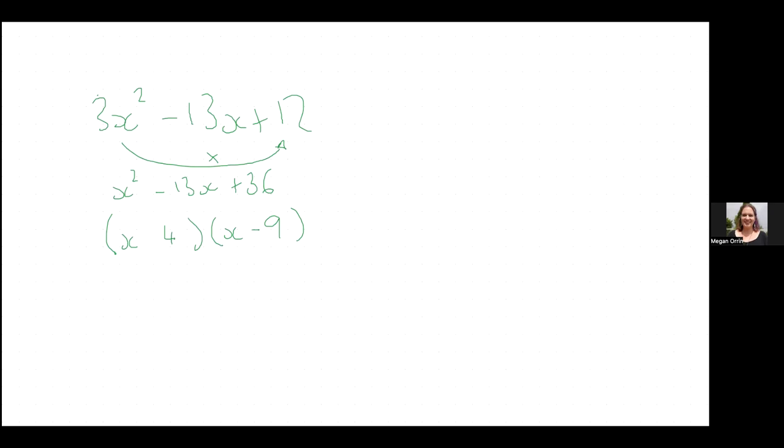Well done. All right. So now I need to put my number back. So this is x minus 4 on 3 and x minus 9 on 3. So then this is 3x minus 4. And this is x just minus 3, right? That simplifies to 3. All right. And again, you could FOIL it and check it to make sure you got it right.